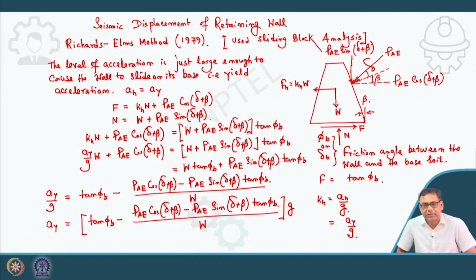So in the next class, I will solve this problem and show you how we can determine the yield acceleration by iterative process, and from that yield acceleration, using the other values, I will determine the permanent displacement of the wall. Thank you.